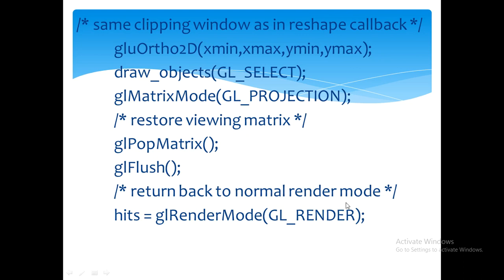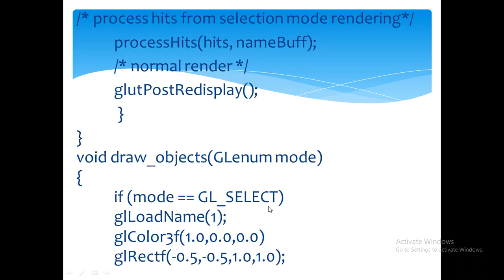Then return back to normal rendering mode. As I told, you have to return to normal rendering mode. Once you come to normal rendering mode, only then will it give the number of hits, right? That is hits equal to GL render mode, GL render. Then next, process hits from selection mode rendering. All your hits are in your name buffer. You take those hits one by one, process hits, that is hits comma name buffer.